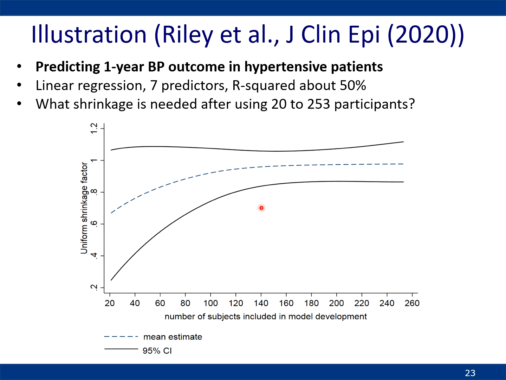So as the number of subjects increases, our shrinkage gets closer to 1, so the shrinkage required is less and less, and the uncertainty is reduced. But down this far end, when sample sizes are low, we've got a lot of uncertainty about how best to apply shrinkage.